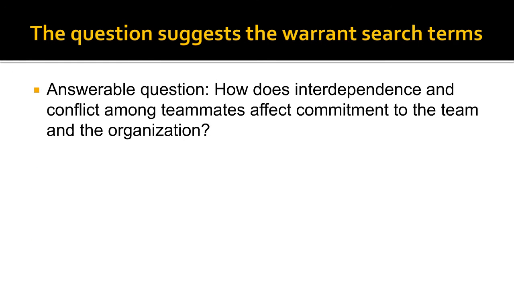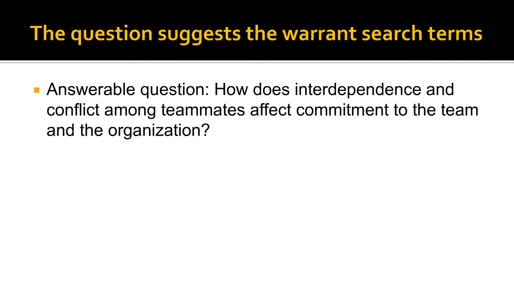For this tutorial, we will be seeking to answer the question, how does interdependence and conflict among teammates affect commitment to the team and the organization? This question seeks to understand how to impact 2 outcome factors: team commitment and organizational commitment. If we have no idea what are the causes of commitment in organizations, we would begin by searching for scholarly articles that could suggest causes.